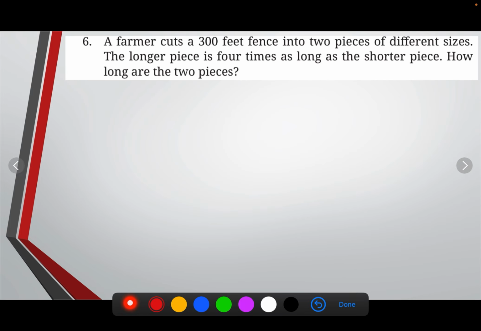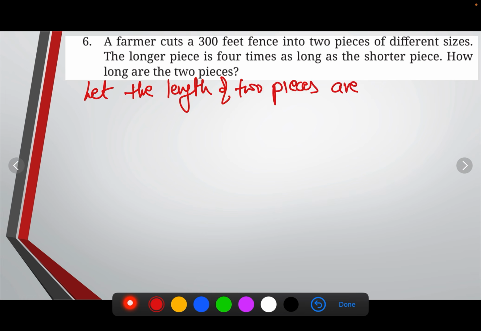Next, a farmer cuts a 300 feet fence into two pieces of different sizes. It may be equal, may not be equal. The longer piece is 4 times as long as the shorter one. So, let the lengths of the two pieces be x and 300 minus x.